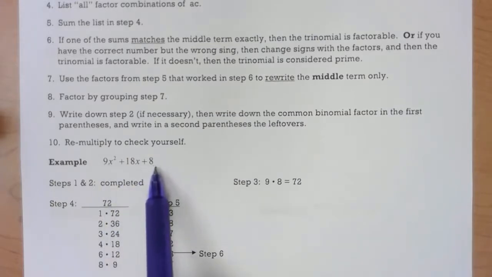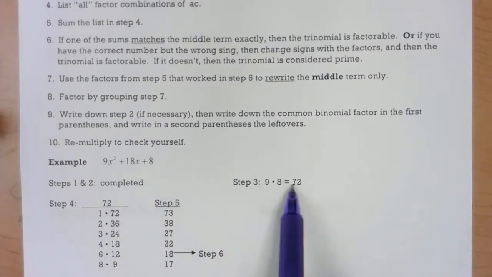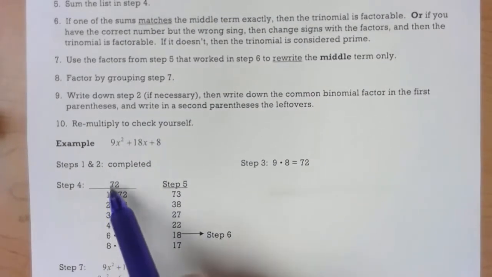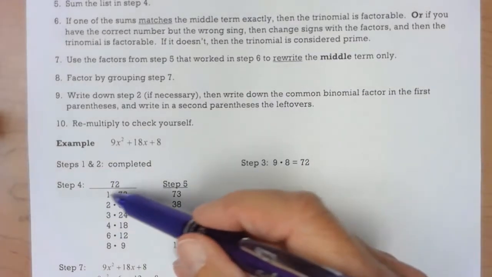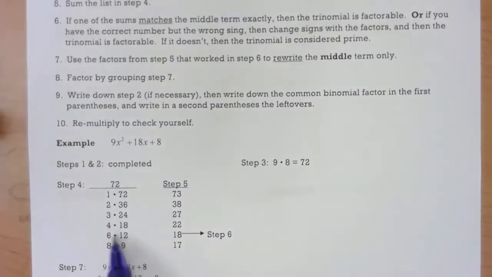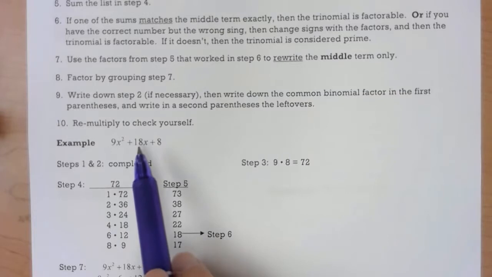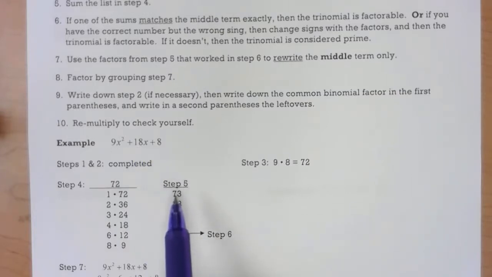It is in descending order. There's not a common monomial, so steps 1 and 2 have been completed. Step 3, remember we multiply A times C, that would give me 72. So I make my list of all the factors of 72 all the way down, and then once I make that list, I turn right around and I sum them. You can start summing as you go, and if you'll notice, the sums do decrease. So if you know you need a number that's going to be a whole lot lower than that, it might be a while before you get down there.